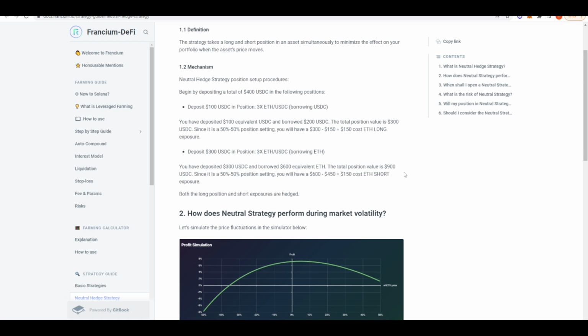So again, because it's a 50-50 position when you're yield farming, $150 worth of that ETH is then sold into USDC in order to create a $450 USDC position and a $450 ETH position, so that's 50-50 of $900. So that effectively creates a $150 ETH short exposure on this $300 that you deposited.